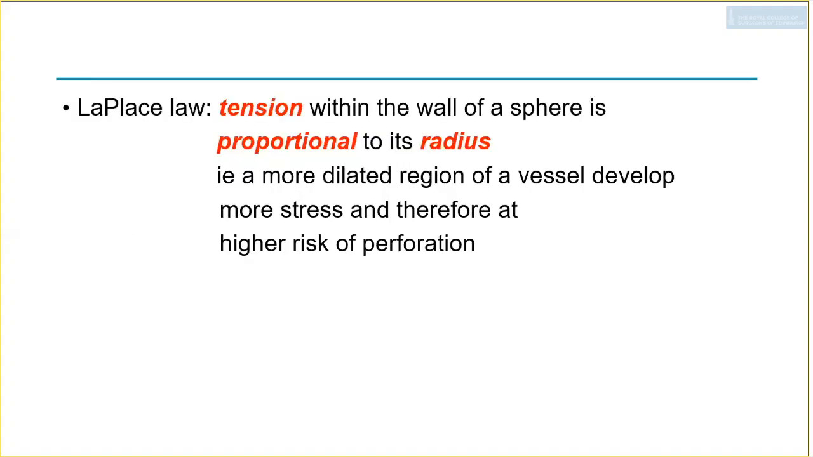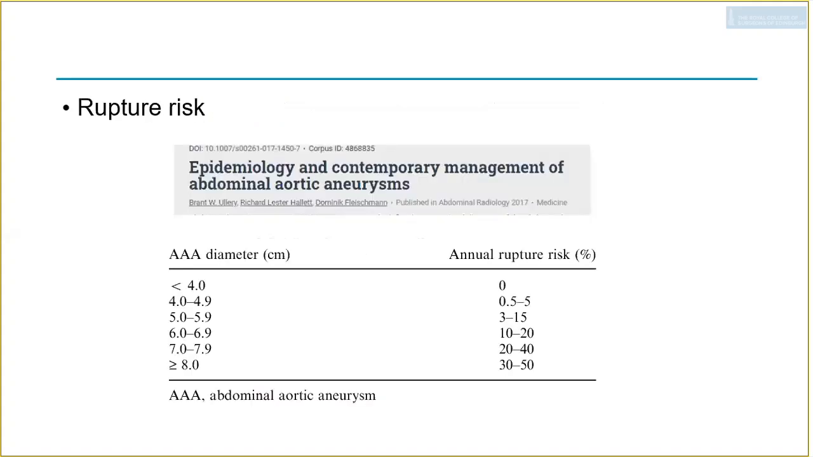And this is based on Laplace's law, where tension within the wall is proportional to its radius, and increasing vessel diameter can increase the risk of stress and increase the risk of perforation. The rupture risk: as we mentioned before, based on Laplace's law, on the left, as you can see, as the aortic diameter increases, the risk of rupture increases. So normally, we will consider treating when it gets to 5.5 centimeters, where the risk of rupture if untreated is between 3 to 15%, and when it gets more than 8 centimeters, the risk of rupture is up to 50%.